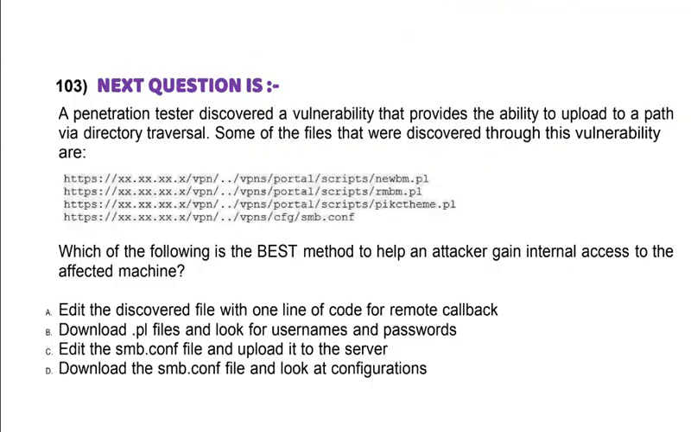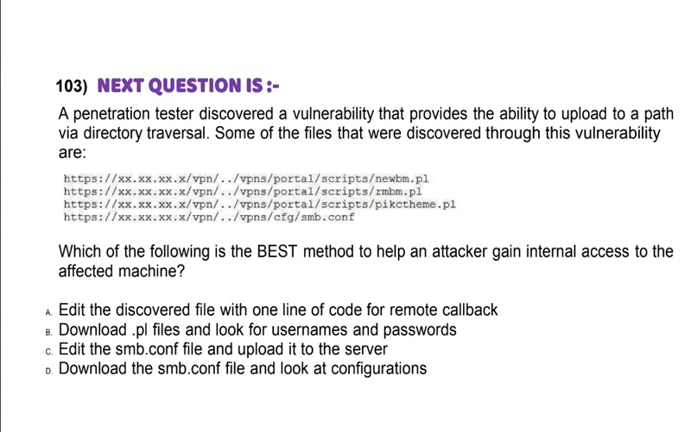Question is, a penetration tester discovered a vulnerability that provides the ability to upload to a path via directory traversal. Some of the files that were discovered through this vulnerability are shown. Which of the following is the best method to help an attacker gain internal access to the affected machine?